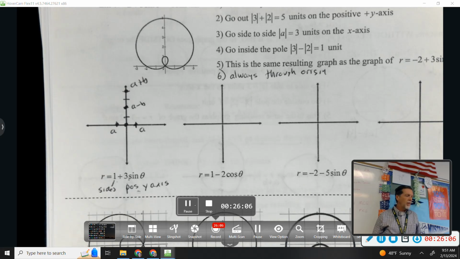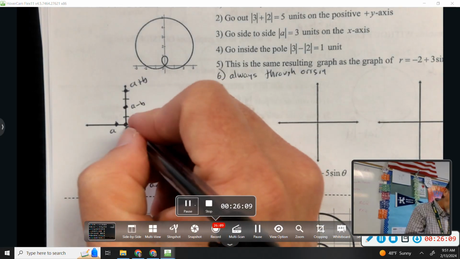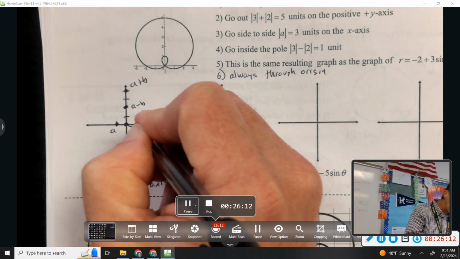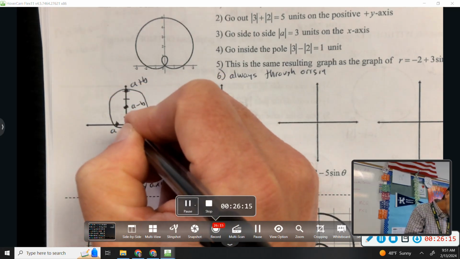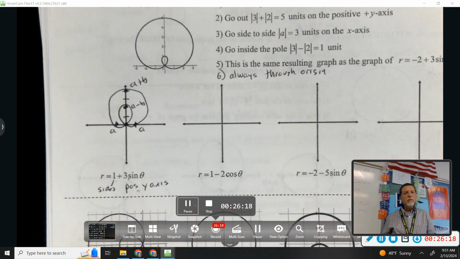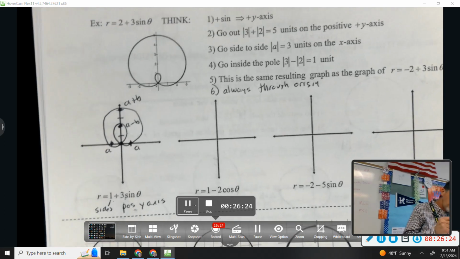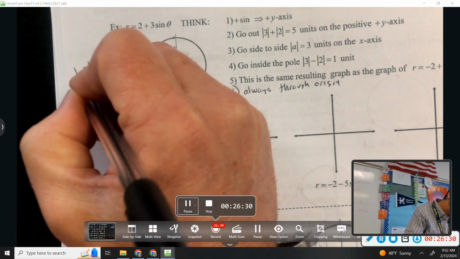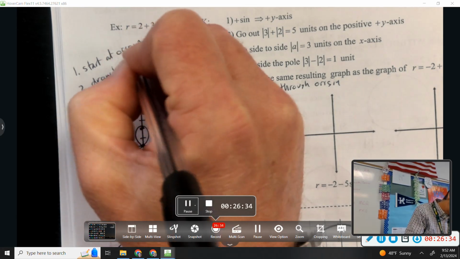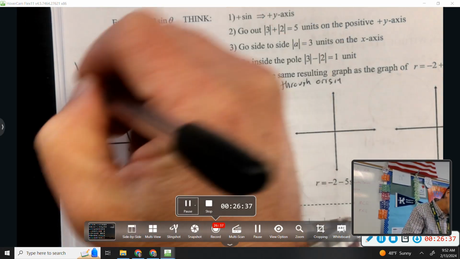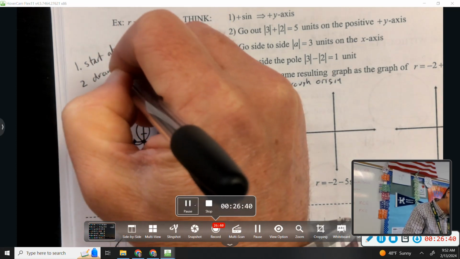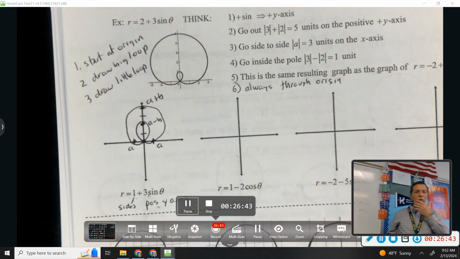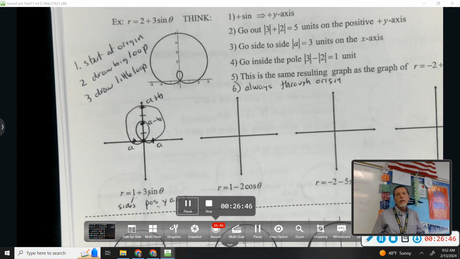Okay, let's see if we can draw this. I like starting at the origin and then doing the big loop first, and then doing the inner loop. Start at the origin, draw the big loop, draw the little loop. If you start at the origin, that means you'll definitely go through the origin. Again, this is the one where you have to know what the shape looks like. You can't just try to figure out how to connect the dots.